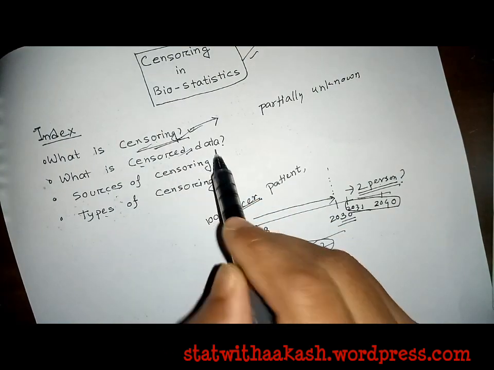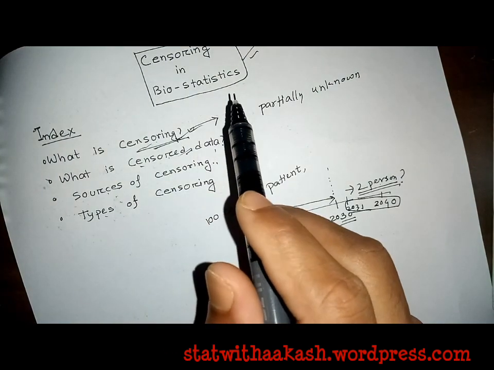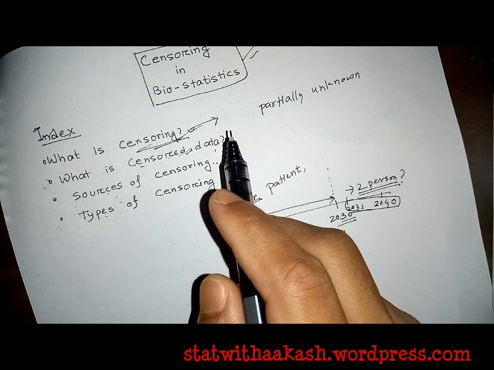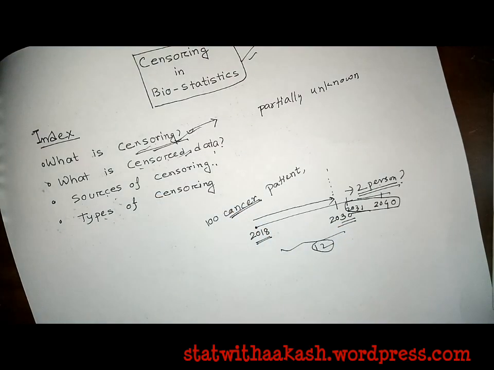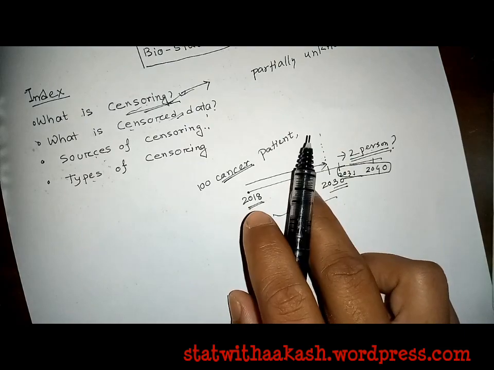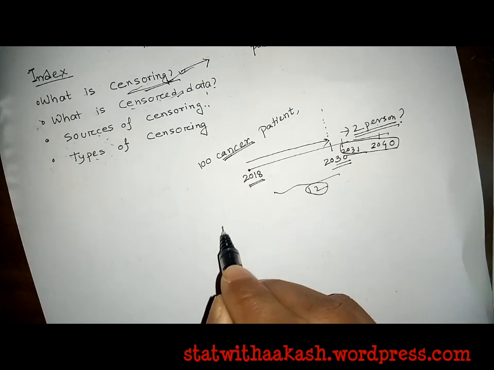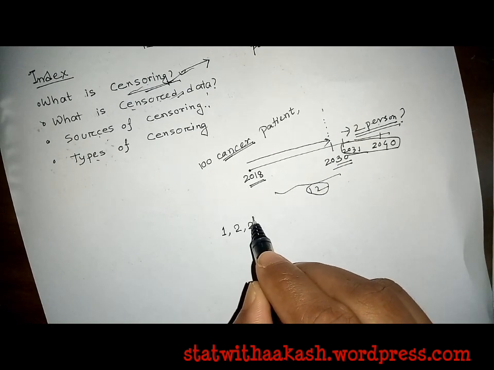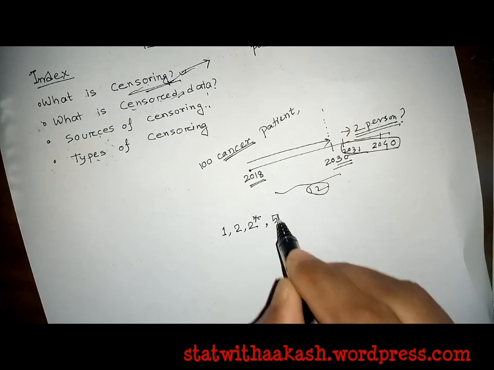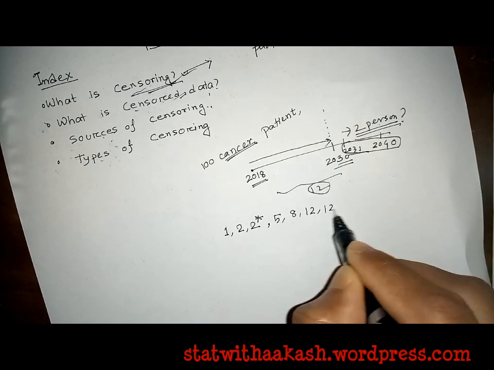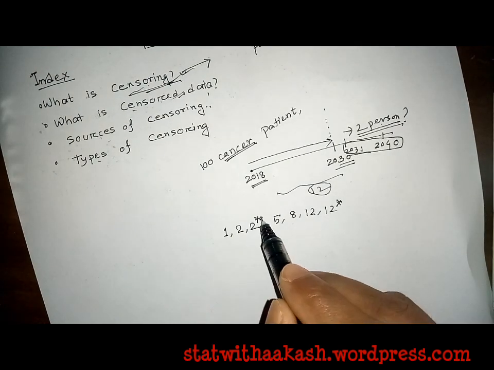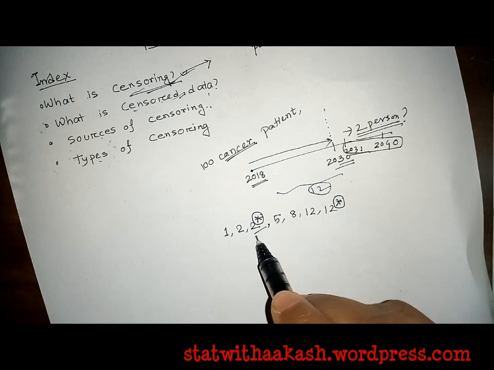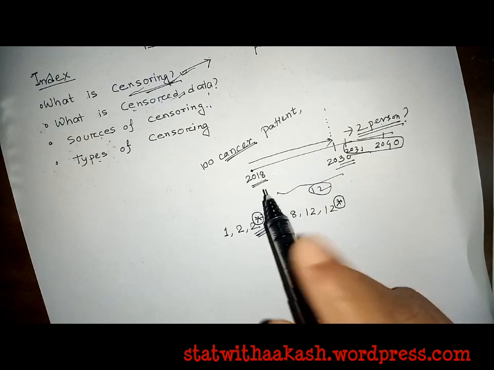Next, there is censored data. So censored data is data when the subjects are still alive at the end of the study, thus lifetimes are unknown. Consider that for this study, several persons died in 1 year, 2 years, 2 years star, 5 years, 8 years, 12 years, 12 years star. So here I am putting an extra star mark. So what does it mean? It means that for this 2 years your data is censored.